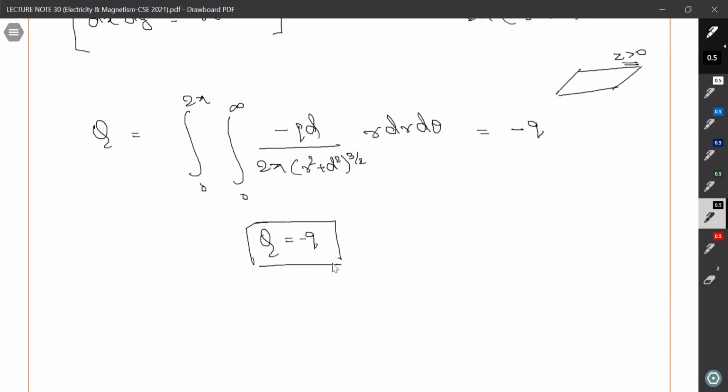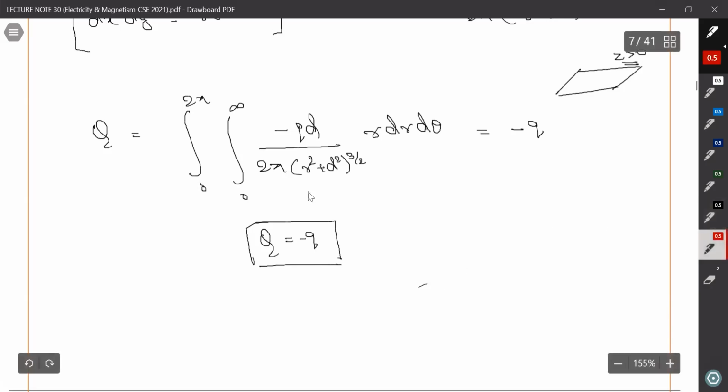Now if you have any problem, just put r square plus d square is t, right? And you can do the stuff. So 2r dr equals dt, right? So we'll put these values, r dr equals dt by 2 here, and this will be t to the power minus 3 by 2. You can solve it easily, right? So I'm not going into these things.